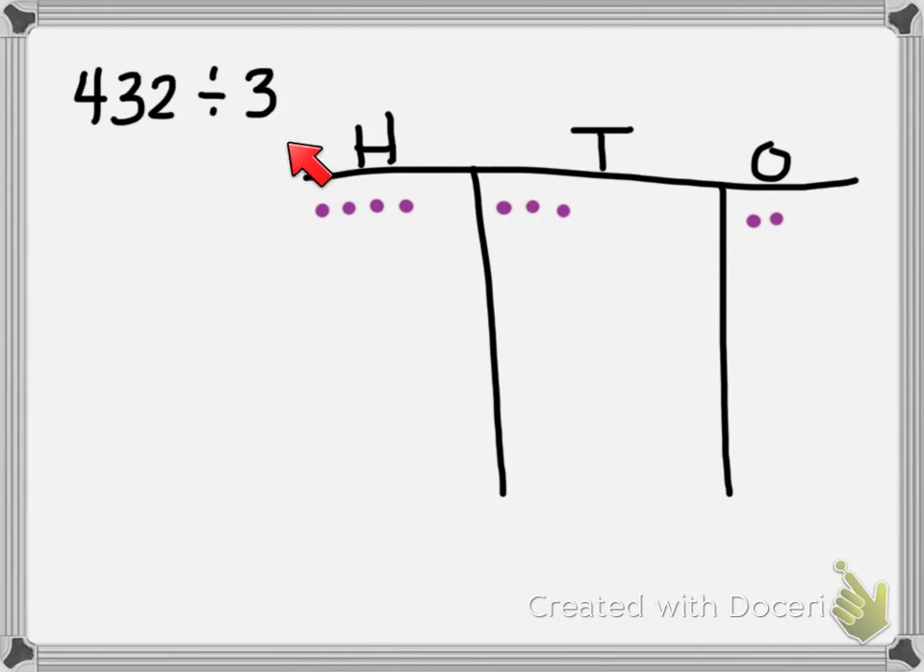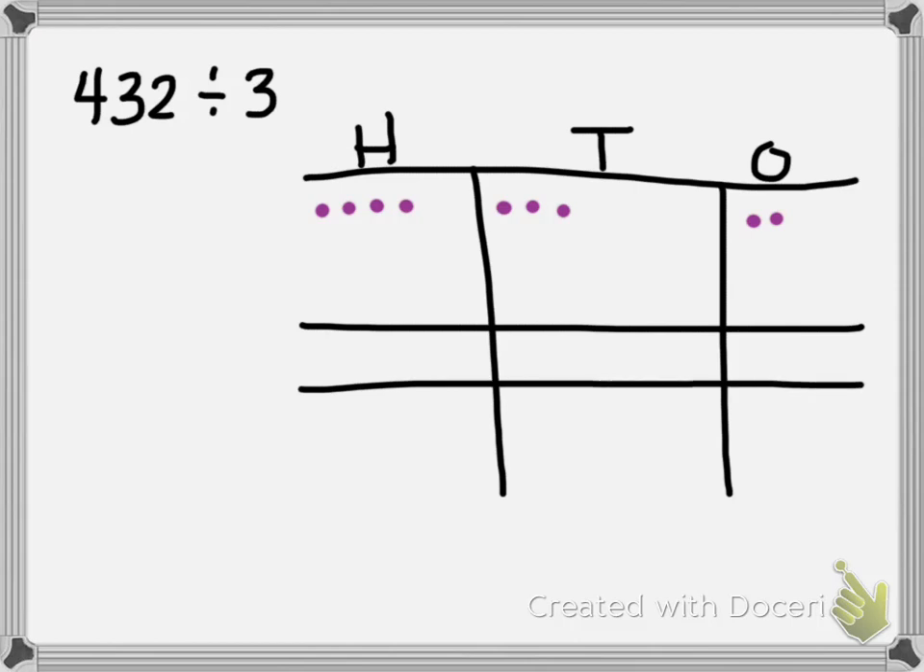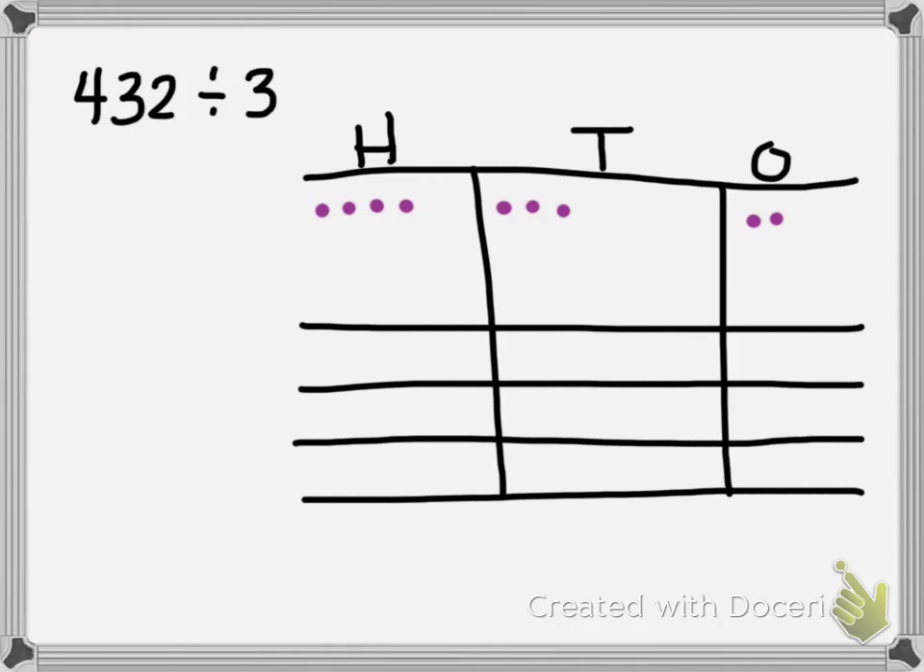And then it says divided by 3. So down below here, I'm going to make 3 columns, or 3 groups. So there's one group right here. There's our second one right here. And then here comes our third one. Okay? At this point, all I'm doing is dividing out 432, starting with my hundreds. I'm going to divide out 4 hundreds into 3 sections, or 4 divided by 3.